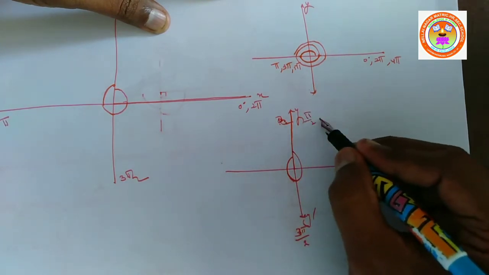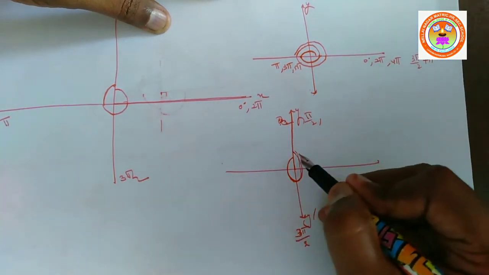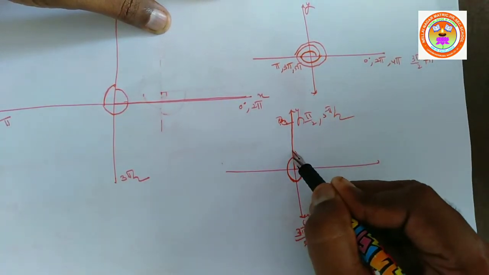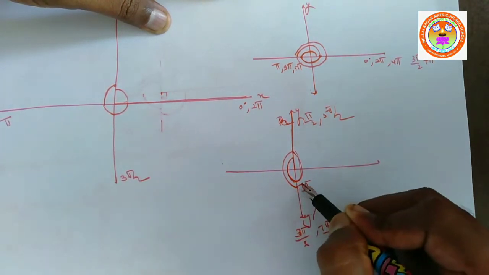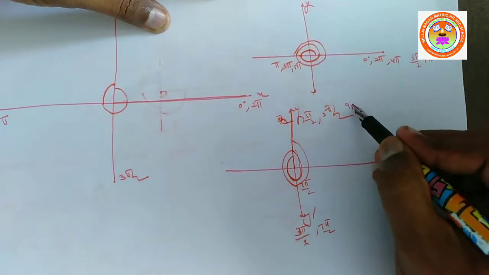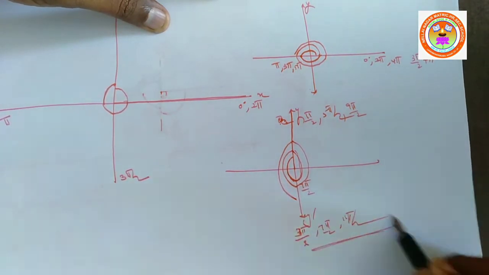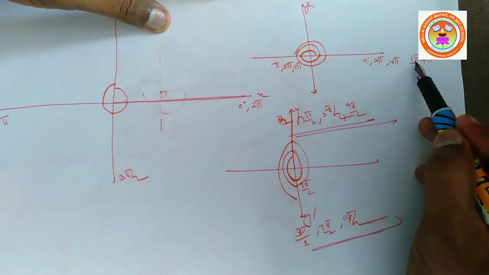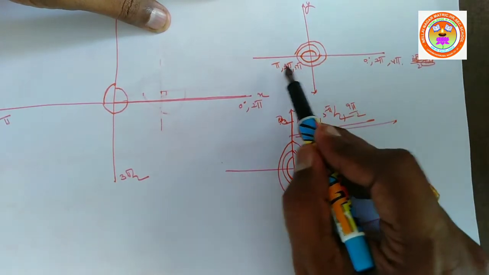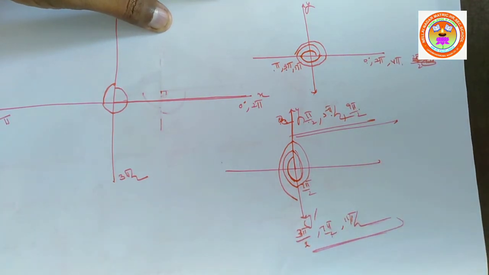I will keep pi by 2 here. 3 pi by 2 plus pi gives 5 pi by 2. So this is 5 pi by 2. This 5 pi by 2 travels pi, which gives us 7 pi by 2. This 7 pi by 2 travels pi, which gives us 9 pi by 2. This 9 pi by 2 travels pi, which gives 11 pi by 2. Like that it will move. So the x-axis is nothing but 0, 2 pi, 4 pi, 6 pi, and pi, 3 pi, 5 pi. The y-axis is pi by 2, 5 pi by 2, 9 pi by 2, 3 pi by 2, 7 pi by 2, 11 pi by 2. Using this we can solve the sums very easily.